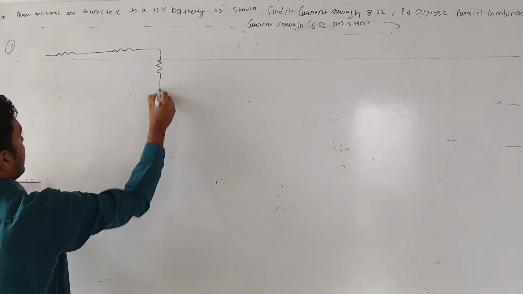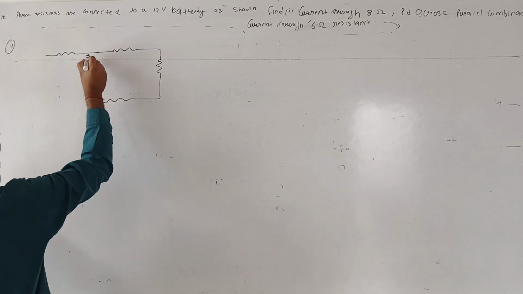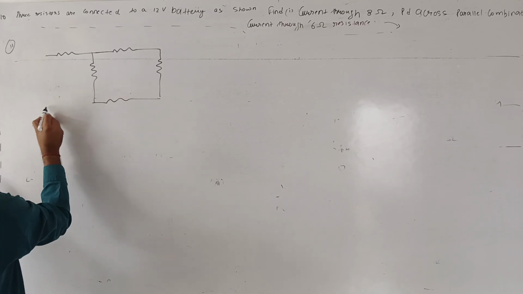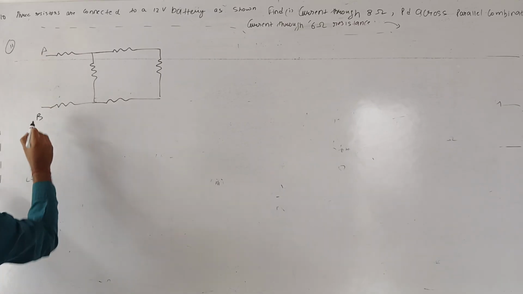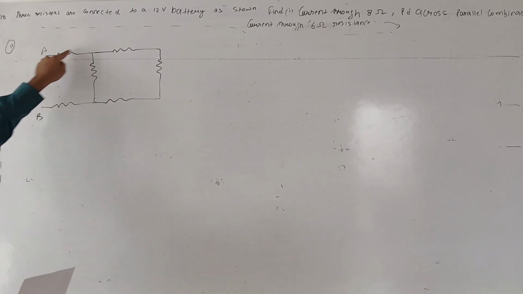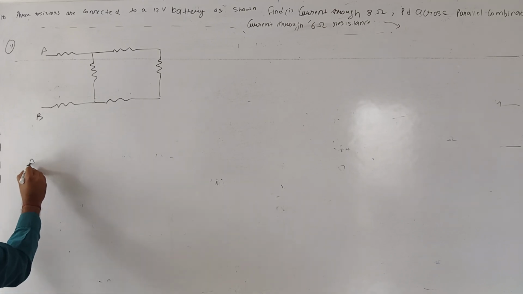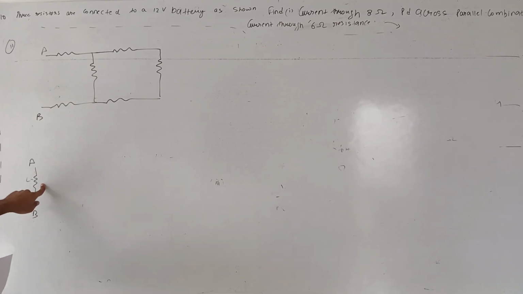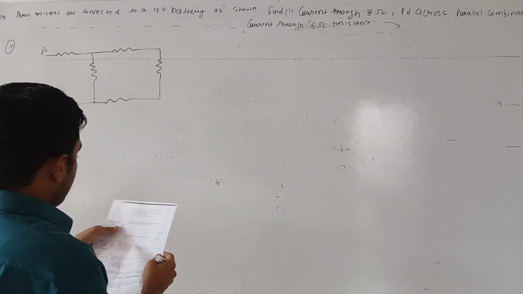Six resistances are connected as shown. These are the six resistances between point A and B. So we have to find the equivalent resistance between point A and B. Meaning, in spite of all these six resistances, what should be the value of that one resistance between A and B whose resistance is equal to the resistance of this whole combination. That we have to find.